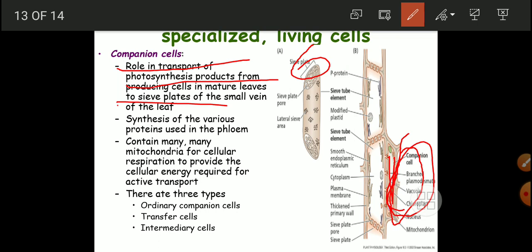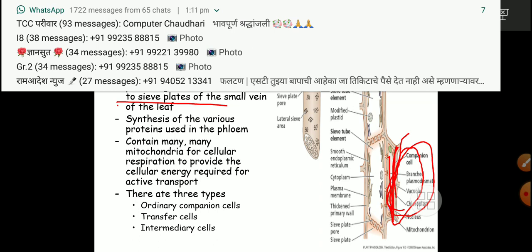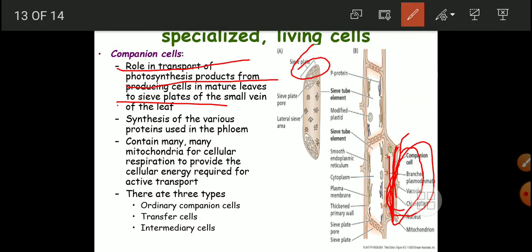Then it contains many mitochondria. Already we have said that this companion cell provides the energy. Then there must be a mechanism that will produce energy for us. We know that mitochondria is the energy producer present in the companion cell, and with the help of food material they are producing the energy. That energy helps the companion cells to give to the sieve plates.